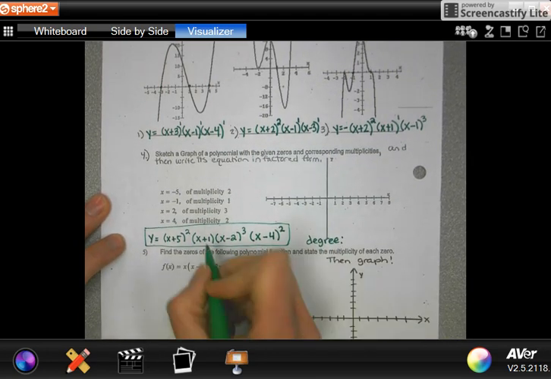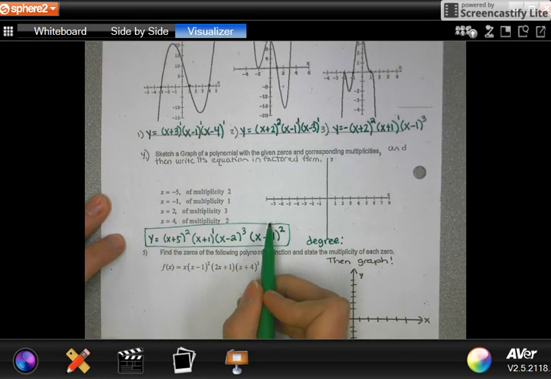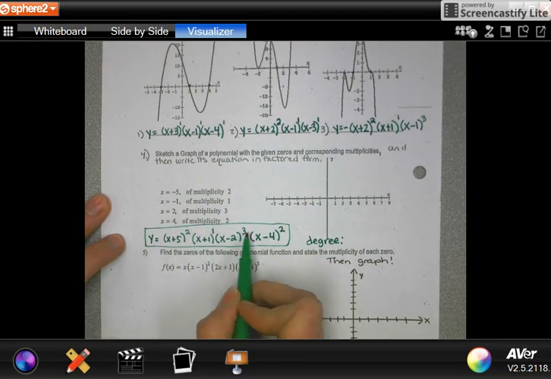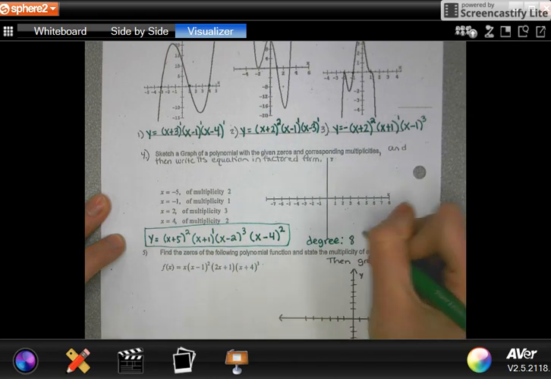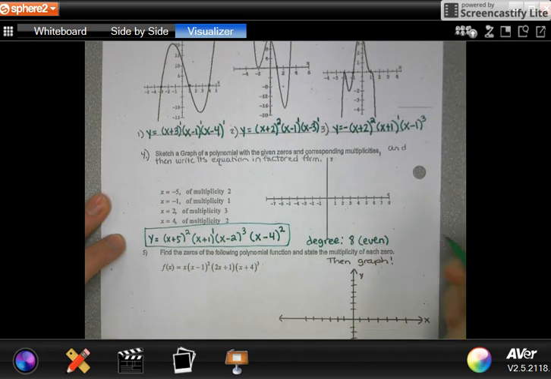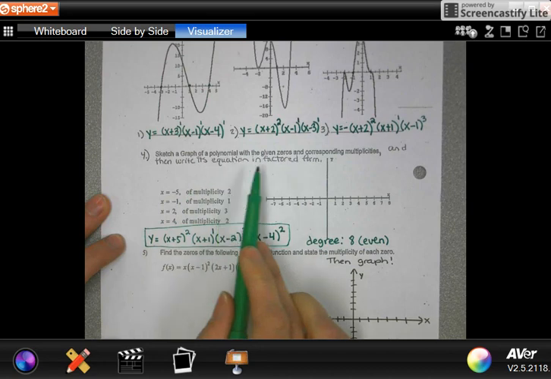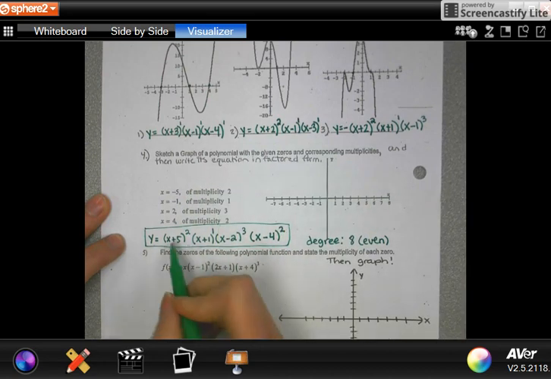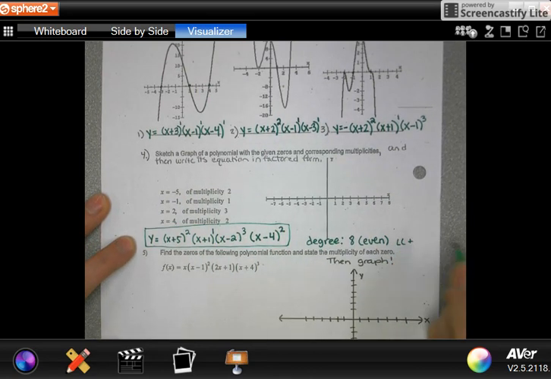The degree here, I'm going to put the 1 in there. If we add those up, 2 plus 1 plus 3 plus 2, that gives me a degree of 8. So this is an even function. And I actually didn't specify, but let's just assume the leading coefficient's positive. If I want it to be negative, I'll tell you, like on the worksheet.